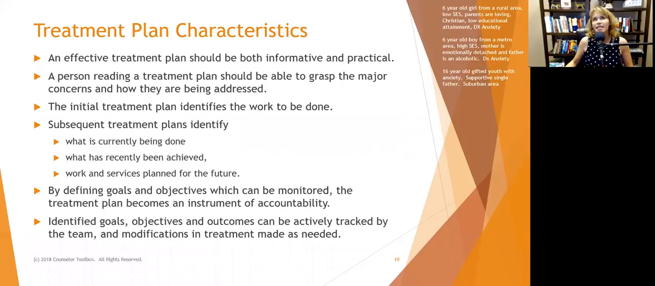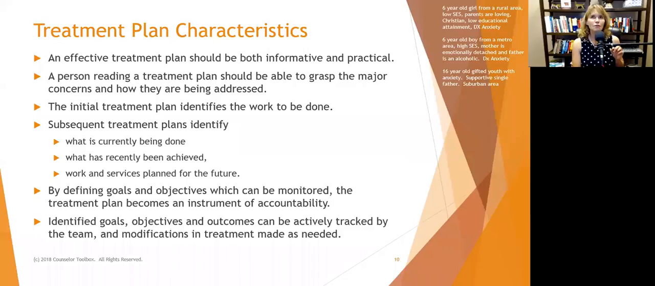A person reading a treatment plan should be able to grasp the major concerns and how they're being addressed. And this is one part, and you'll see as we get into it, that's a little bit different than the way that I've ever had to write treatment plans. Really useful because it almost combines the integrated summary and the treatment plan in one document.